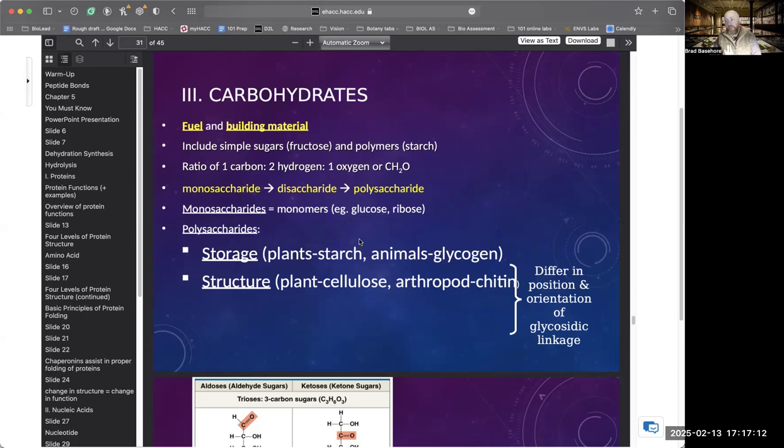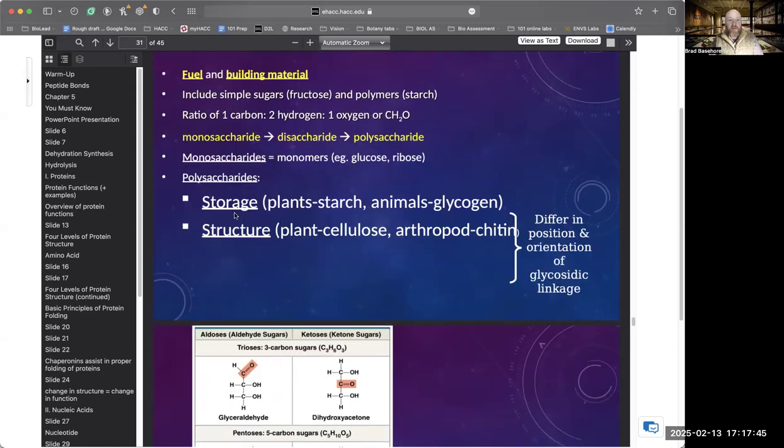And again, this is monomer polymer chemistry. The monomer is a monosaccharide, which just means single sugar. Two of those get linked together to make a disaccharide, two sugars, and then a bunch get linked together to make a polysaccharide. It can be three, it can be 100, it can be 1,000. So you're just linking chains together.